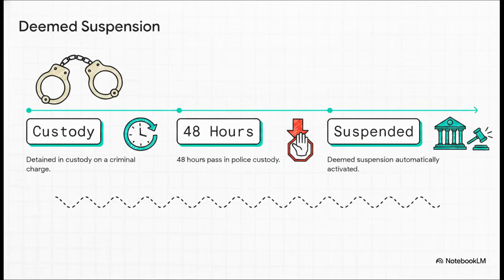So why 48 hours? Well, under Rule 9, Sub-Rule 2, if a government servant is detained in police custody on a criminal charge for a period exceeding 48 hours, they are automatically placed under what is known as deemed suspension by the appointing authority. No formal departmental meeting is required to initiate it. Boom! The sheer fact that you've been sitting in custody for 48 hours legally activates your suspension from duty, backdated to the exact date of your detention.